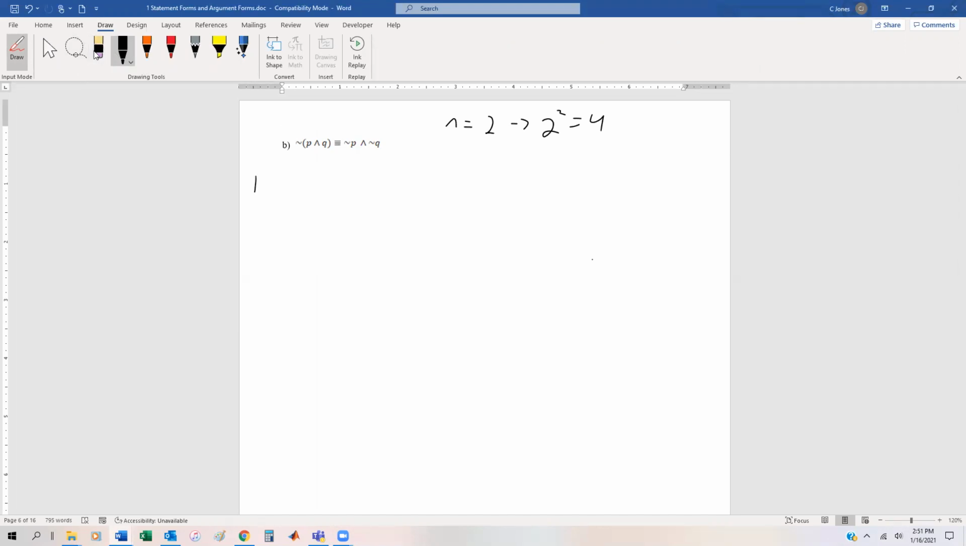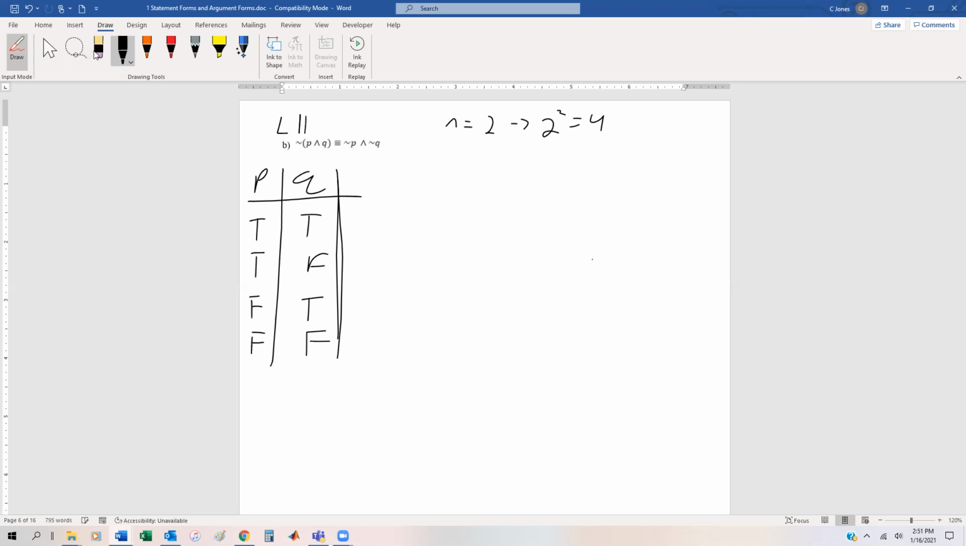So we have a P and we have a Q, and true, true, false, false, and then true, false, true, false. Right? And what that does is it gives us all 4 of the different permutations possible. Both P and Q are true, both P and Q are false, P is true, Q is false, or P is false and Q is true. All right, so eventually we're trying to work from the left-hand side and see if it's equal to the right-hand side.